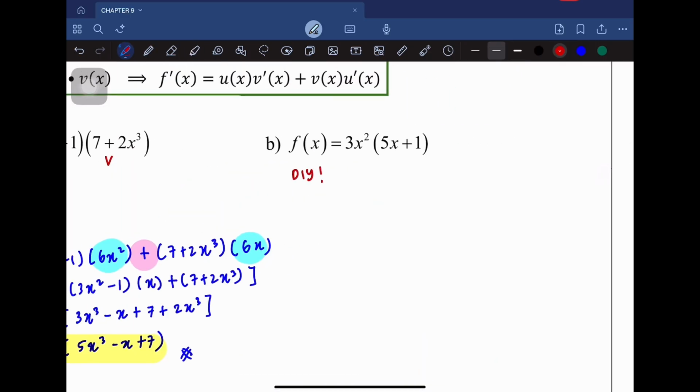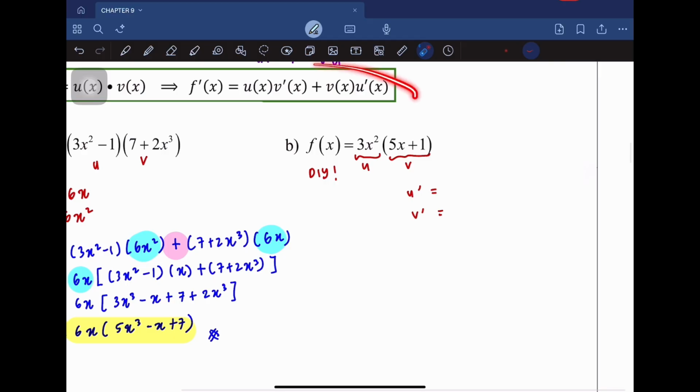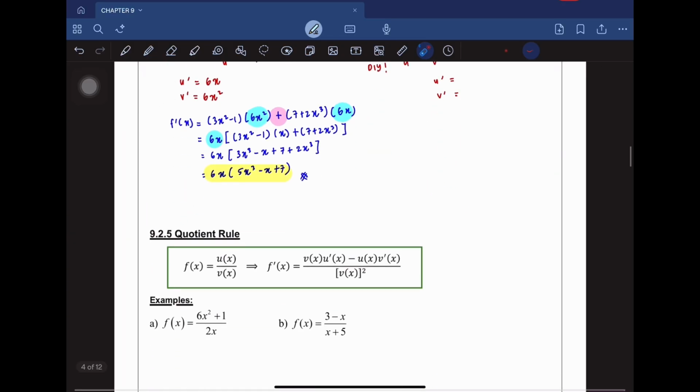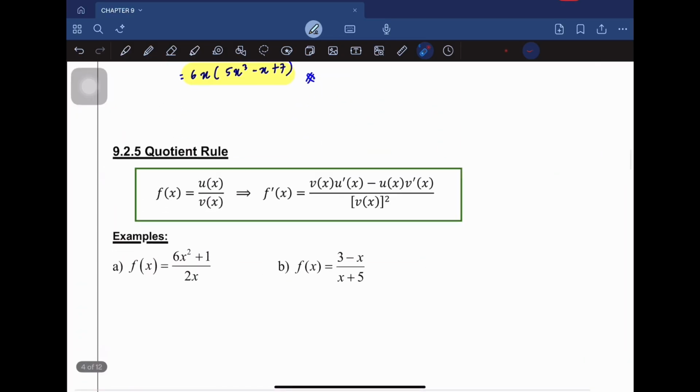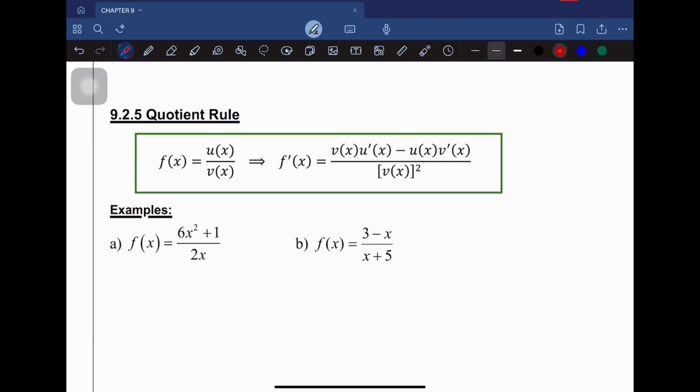So this is also the same. So this is your U, this is your V. So find your U prime, find your V prime and substitute into the formula. Okay, so now let's go straight to the quotient rule. Okay, so for quotient rule, we have a function divided by another function. So yang atas ni kita akan letak sebagai U, yang bawah sebagai V. Okay, so the formula will become V U prime tolak U V prime over V square. Okay, so this is the formula for quotient rule.